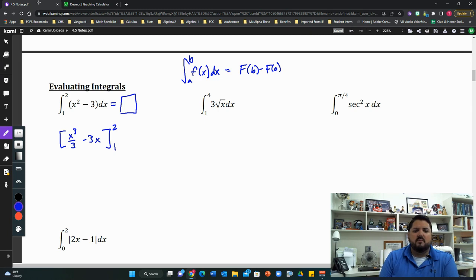Now I have to plug these in. So now I'm going to find my capital F of b. In parentheses, this is where F of b will go. I'm just going to set it up, and then we'll evaluate.